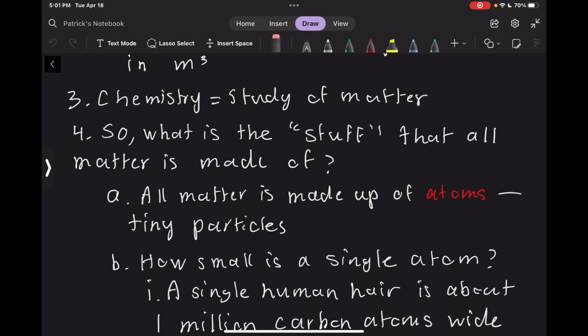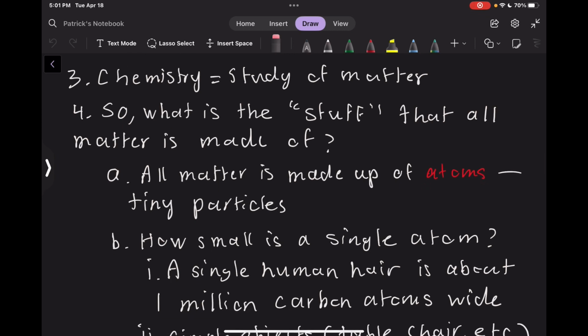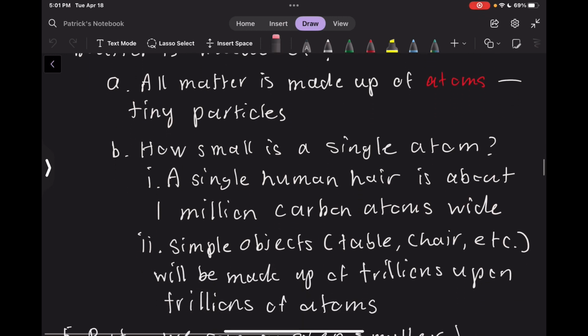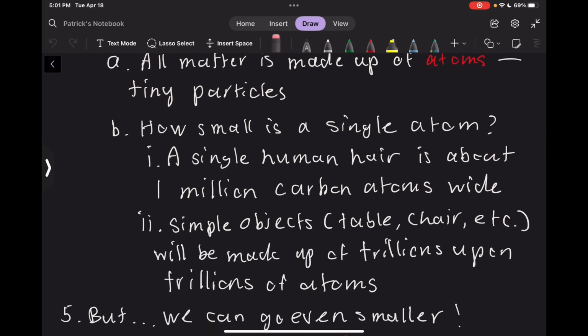Simply put, all matter is made up of tiny particles called atoms. To give an idea of exactly how small atoms are, we can estimate that a single human hair is just about 1 million carbon atoms wide. Not 1 million carbon atoms long, but 1 million carbon atoms wide. This means that most of the ordinary objects a person might encounter in everyday life, like a table or a chair, will be made up of trillions upon trillions of atoms.